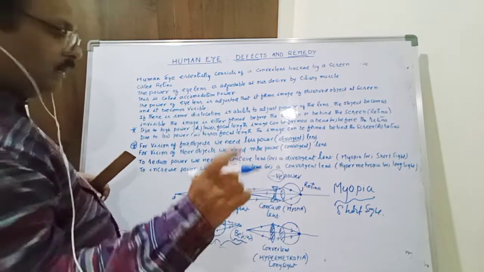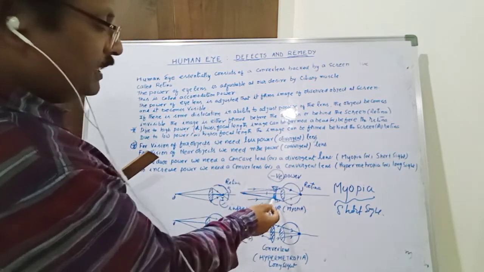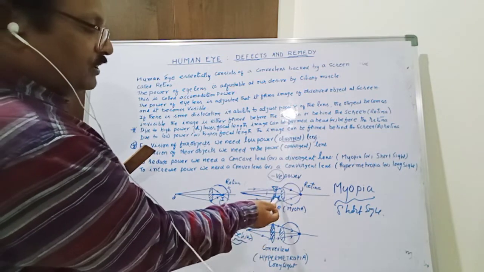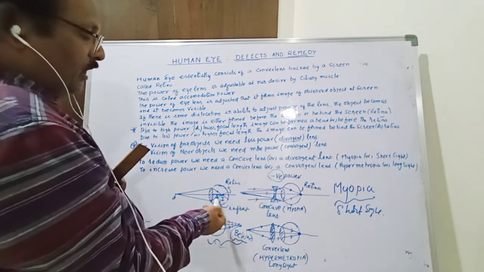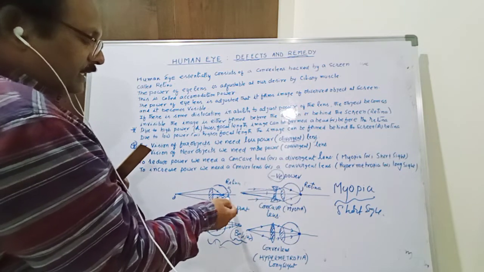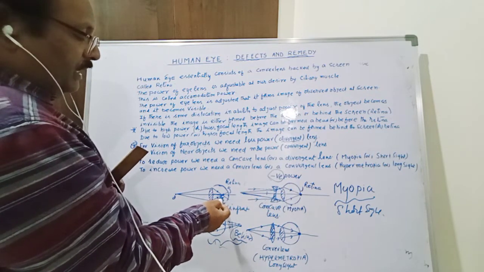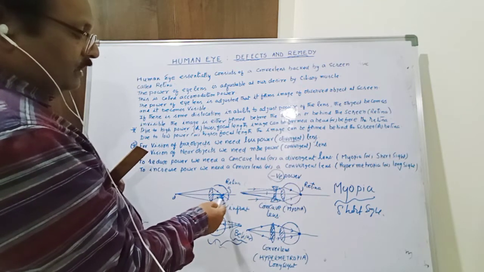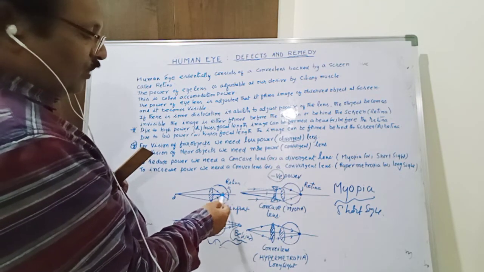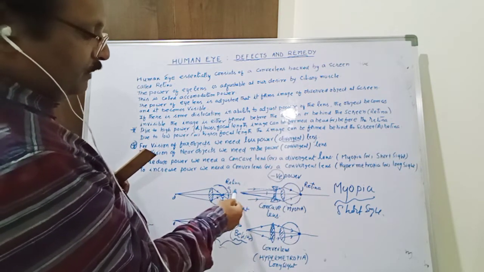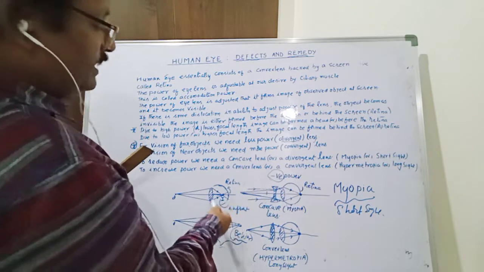Children, please remember, this is called short sight. This is called long sight. Short sight is due to the image forming in front of the retina. Because it is forming in front of the retina, the focal length of this human eye decreases. The focal length has decreased, power must be what? That is, power is increased.